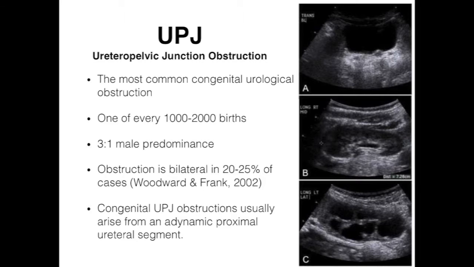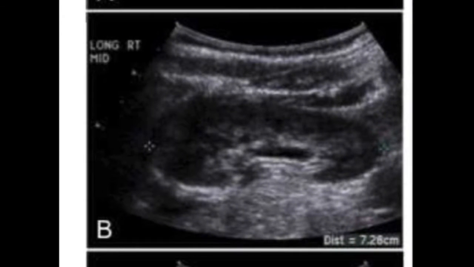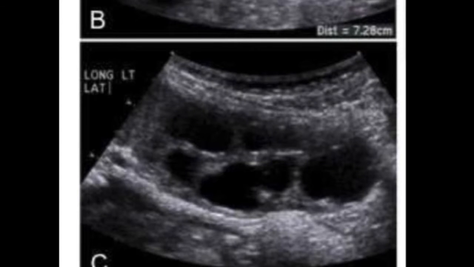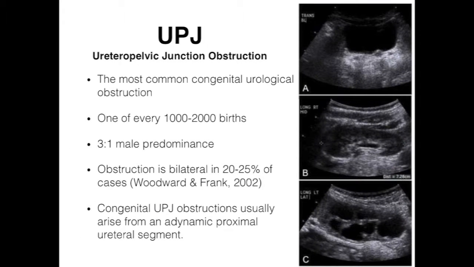And since most of the children things are done in ultrasounds, we can see here's kind of a normal kidney, and this is a hydronephrotic kidney. We see those big pockets. Water looks black on ultrasound versus tissue. It's about 1 out of every 1 to 2,000 births. It's more a male 3 to 1 predominance, and it can be bilateral. And it usually arises from an adynamic portion of the ureter.